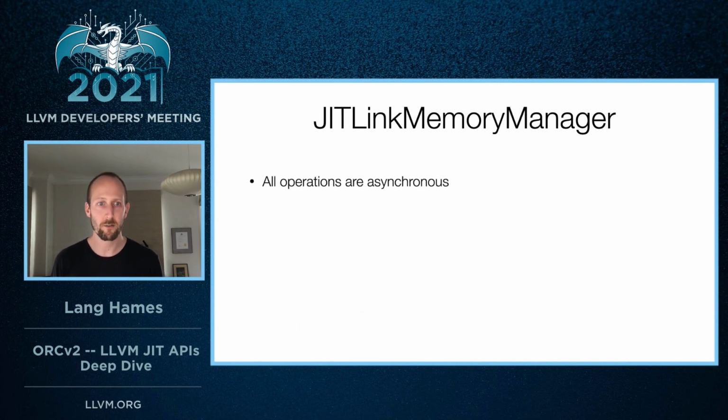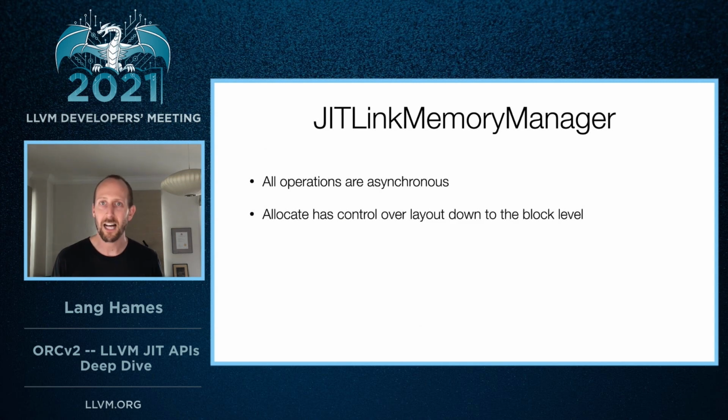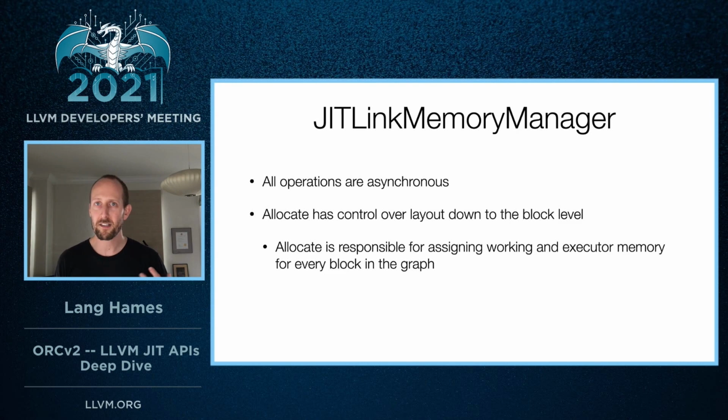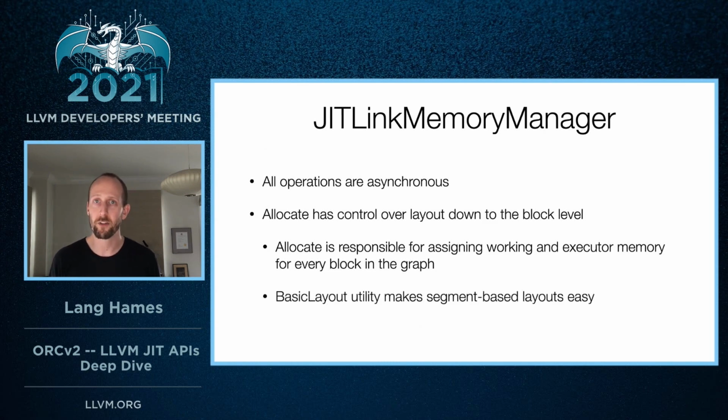All those operations are asynchronous, and allocate has control over the layout of the graphs right down to the block level. So we pass the graph itself into the allocate operation, and the allocate operation is responsible for assigning working and executor memory to all blocks in the graph. If you don't want to control things at that level of granularity, there's a BasicLayout class that you can construct from the graph that'll give you a segment-based view of the world. So it'll just tell you, you need so much read-writable memory, you need so much read-executable memory. You satisfy those requests, and then you let BasicLayout take care of the assignments to the individual blocks.